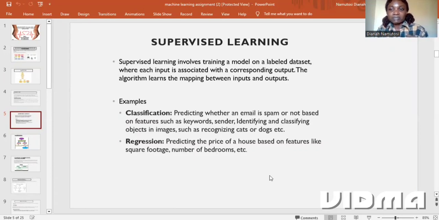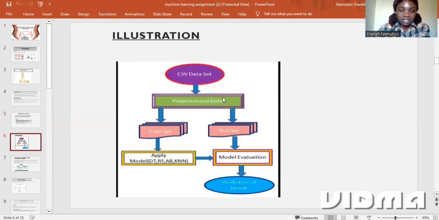Then regression problems. These are problems whereby the model works with a continuous range of variables. This is the illustration, and it is the same as the one I talked about above.